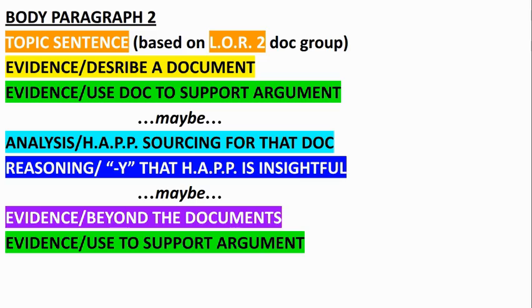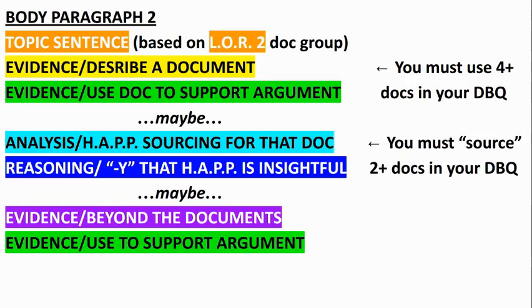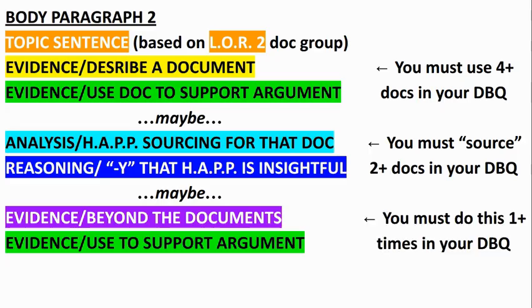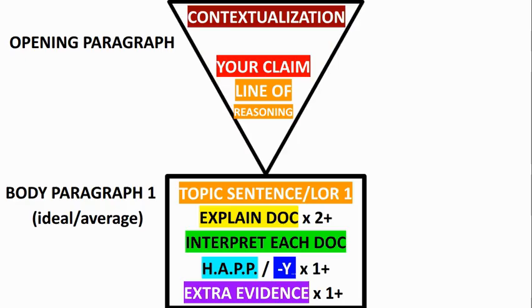As a quick reminder on minimum standards, we've got to use at least 4 documents to make our argument. I recommend 5 or more. You must source at least 2 documents at some point. I recommend 3 or more. Also, we need to introduce at least 1 piece of evidence beyond the documents. I recommend 2 or more. That way you have your insurance, you've got the points that you need.